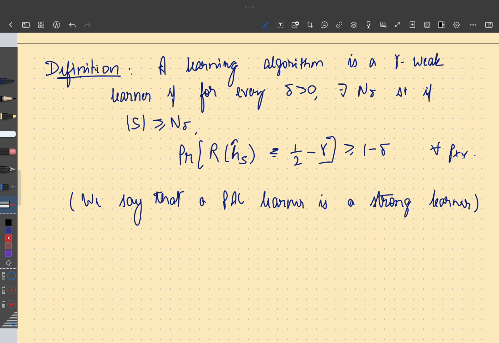How do you get weak learners? In general, there is no systematic approach of getting a weak learner. But for many problems of interest, it's easier to find a weak learner than it is to find a PAC learning algorithm. Won't the same gamma be there for both a weak learner and a strong PAC learner? So if it's a strong learner, it's also a weak learner. That is straightforward.